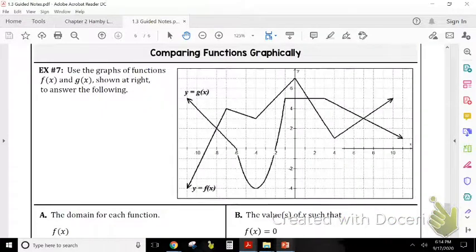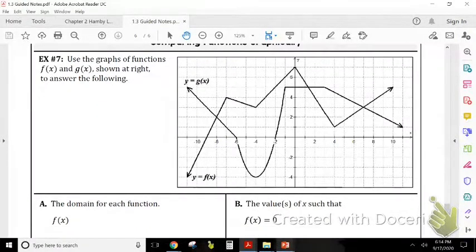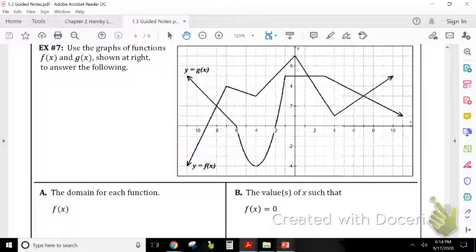Then example 7 says use the graph of functions f of x and g of x shown at the right to answer the following. All right, so A says to find the domain of each function. So let's look at f. What you're labeling, guys, okay? So f is this graph right here.